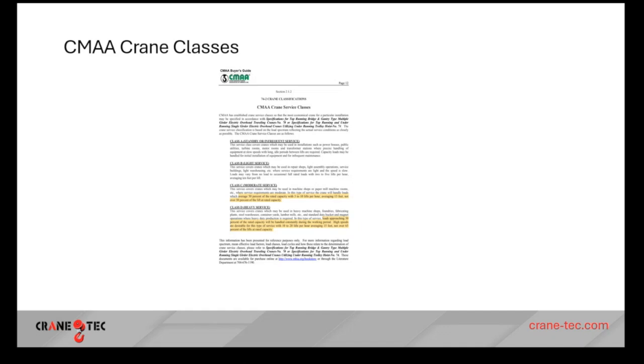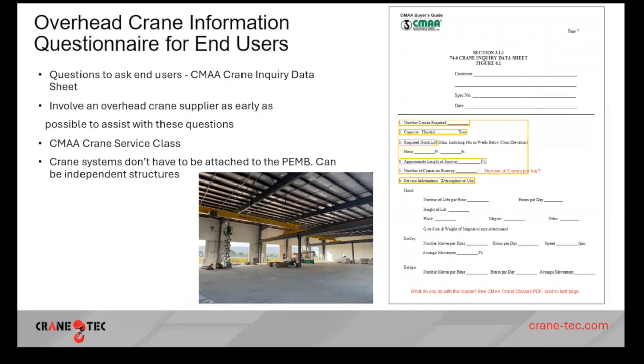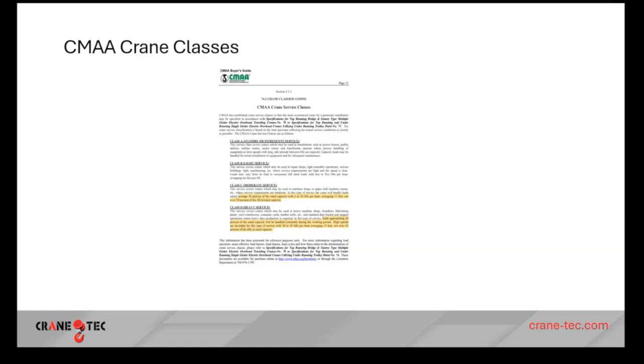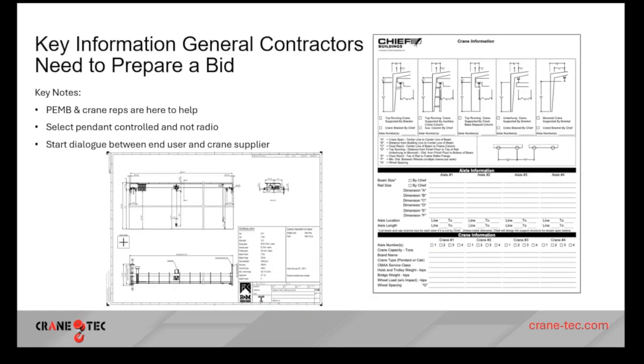For your metal building contractor, there's going to be more of the information up here on the crane inquiry data sheet, which has information like the hook height of the crane, how many cranes they're looking for, the wheel spacing on the cranes. So this is the key information general contractors need to prepare a bid, and Wally's going to go ahead and take that one.